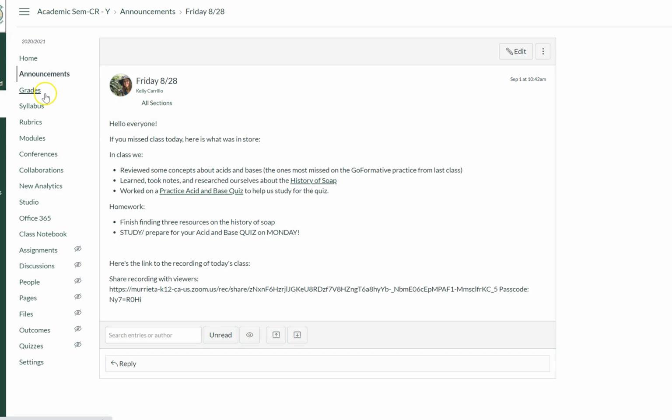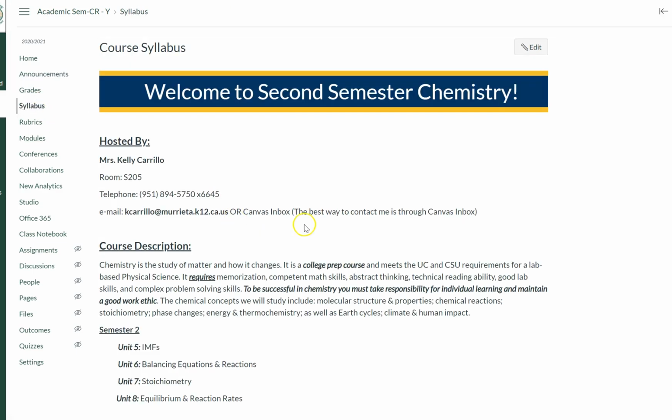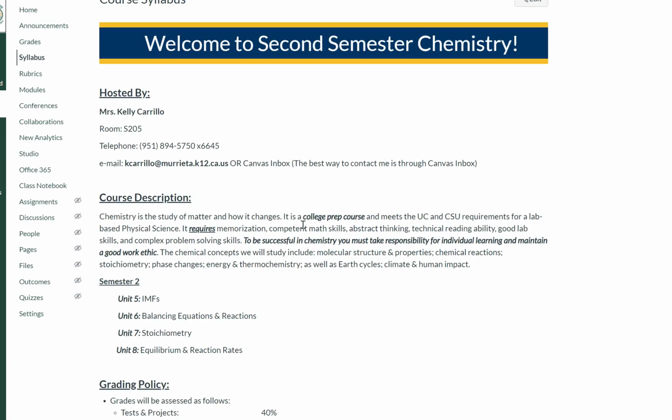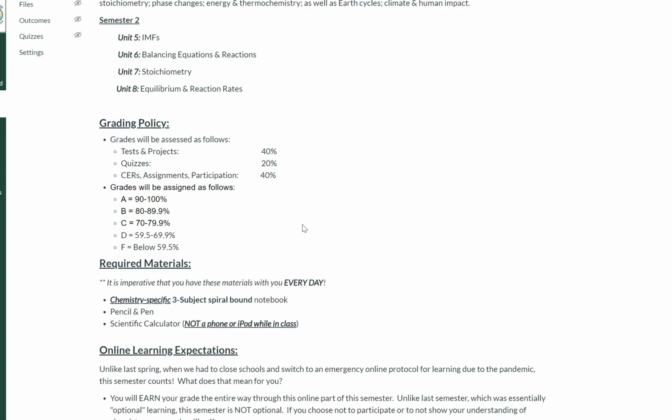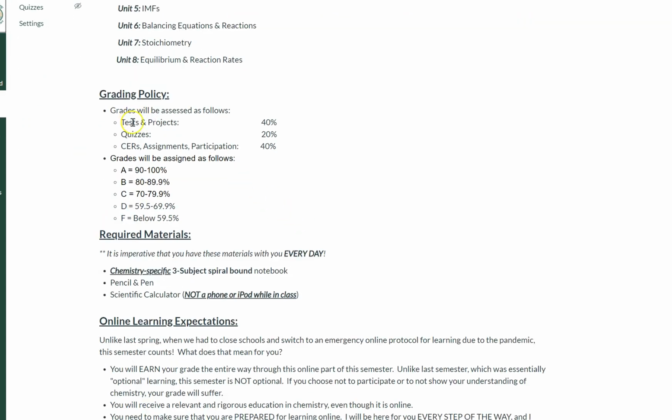Underneath, you'll also find the grades. That's where you're going to find your students' grades. You can see what assignments they are missing, how they're doing on tests, quizzes, assignments, and all that jazz. The syllabus is right underneath that. You can give it a quick read through. Basically it goes through course description and grading policy. So we've got tests and projects worth 40% of the grade, quizzes 20%, CERs, assignments, and participation, meaning getting the classwork and homework done, is another 40%.